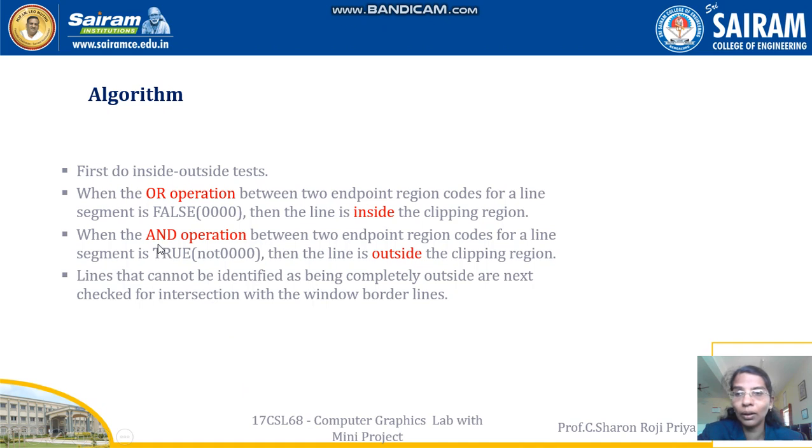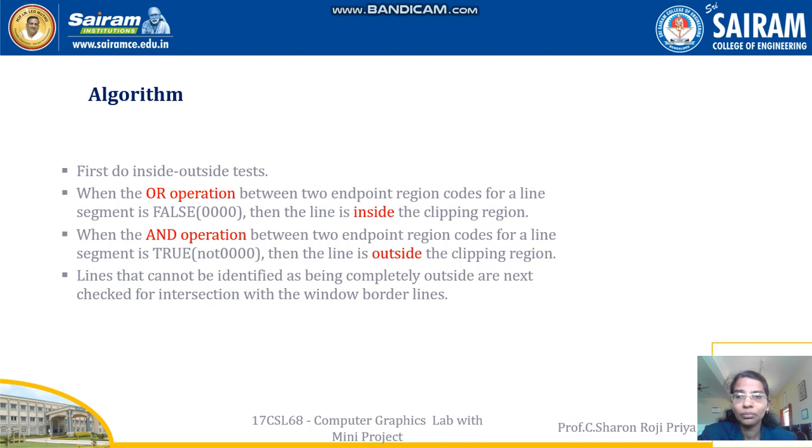Suppose I take the AND operation between the endpoint region codes for a line segment and it is true, that is not 0, 0, 0, 0, then the line is outside the clipping region, it should be clipped off. Right, calculate the region code of the endpoints of a line, take the AND operation. If the result is not 4 zeros, that shows the line is outside the clipping region and it should be clipped off.